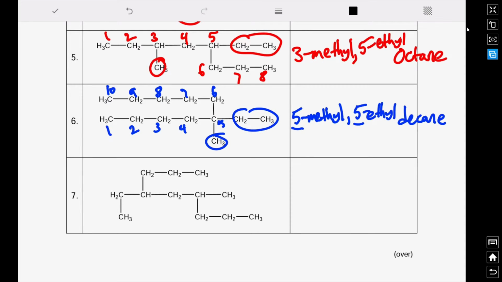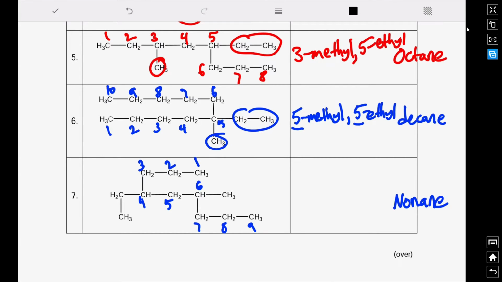Alright, the next one. I'm not sure where to start here, so I guess I'll start at the top. Yeah, I'll start at the top. So 1, 2, 3, 4. And from here, it's obviously we branch to the right, so 5, 6, and we'll branch down 7, 8, 9. So there's 9 carbons in this chain. This is going to be called a nonane. A 9 carbon chain is called a nonane.